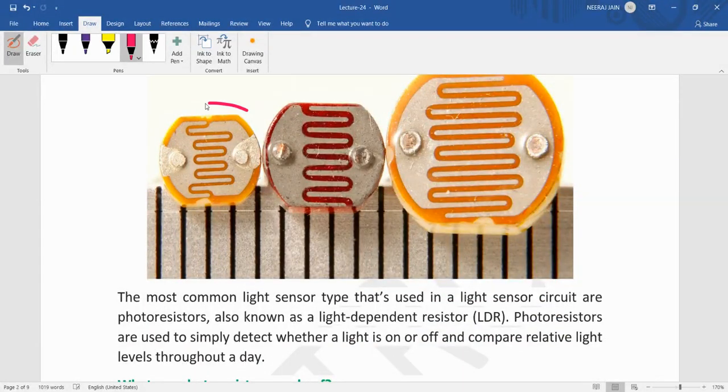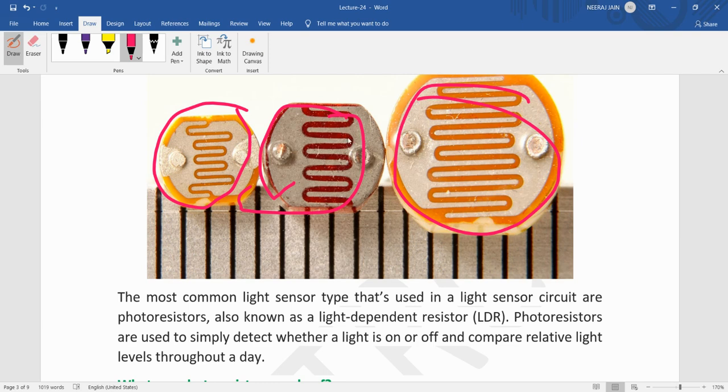So as shown here, it is the basic structure of the LDR. These LDRs are like a resistive element. Most common light sensor type that is used in a light sensor circuit are photoresistors, also known as LDR.